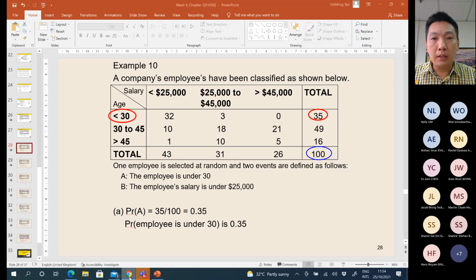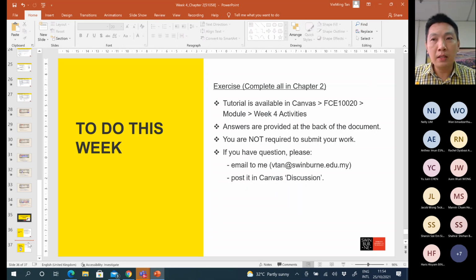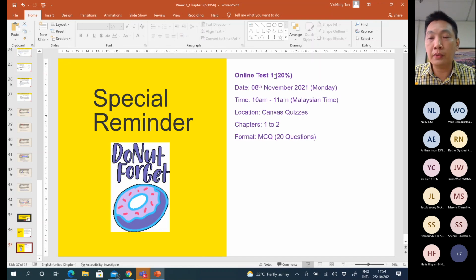And another one is your test. Your test one will cover until chapter 2, until this chapter. Okay. That test will be 20% of your overall marks in this entire semester. It will be conducted on the 8th of November, from 10 to 11 Malaysian time. We are going to use our lecture time. That means our Monday time will be used as the online test one.